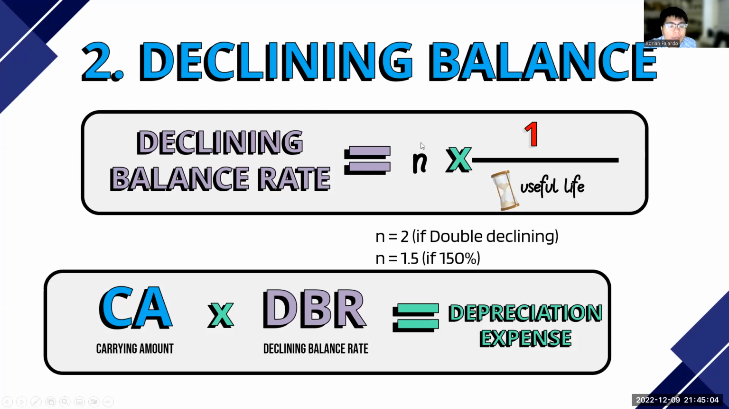So kaya 2. Pero hindi ko alam kung sa quiz, hindi ko alam kung sa exam, ibigay sa inyo 150% declining balance or 180%. So kung 150, it's 1.5. Pag 170, 1.7. If it's 330, 3.3. Okay? So your N changes. But nagkataon lang that in all of the exercises, it's always double declining. So kaya 2. Then over the useful life. And then, to get your depreciation expense for the year, you get carrying amount times DBR or declining balance rate to get your annual depreciation expense.